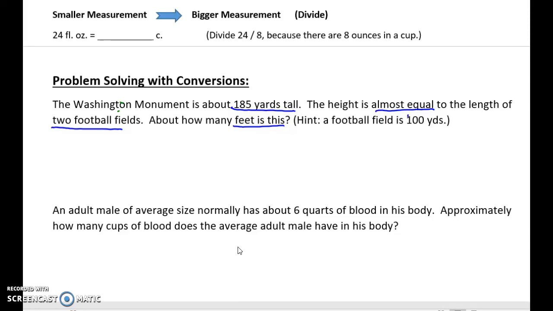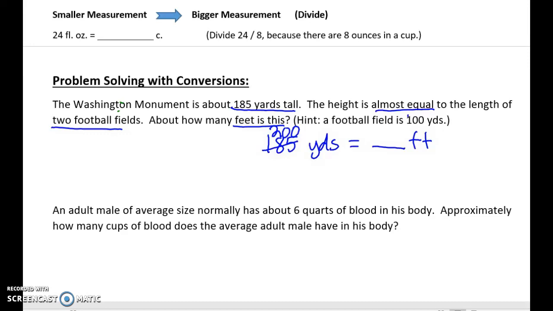Okay? So what do I need to do to set this up? Okay, so I want to go 185 yards equals how many feet? But I want you to notice that they also told me this information about the football fields. So notice that a football field is about 100 yards, and they said the height is about 2 football fields. So how tall is it in football field yards? About 200. So I'm going to replace my 185 with a 200. So 200 yards equals blank feet.